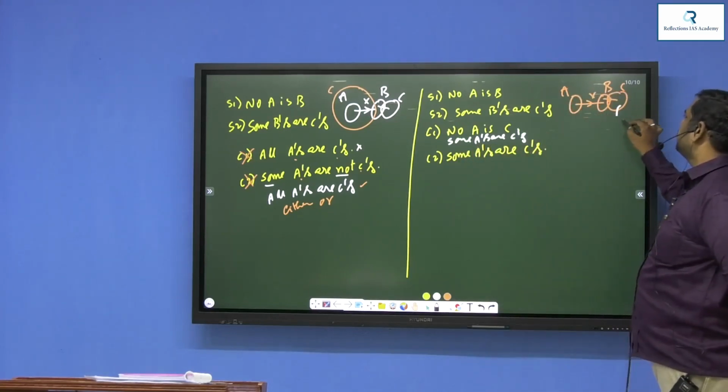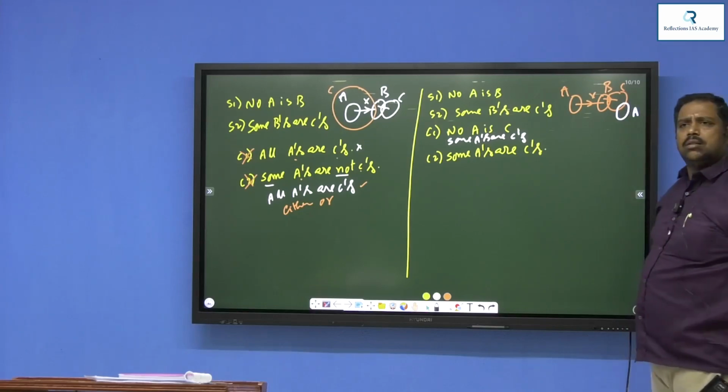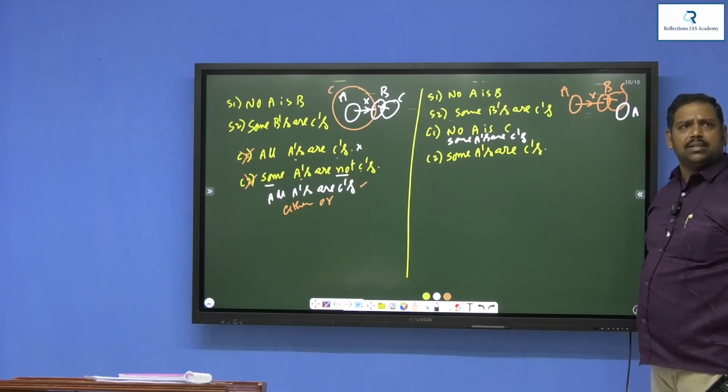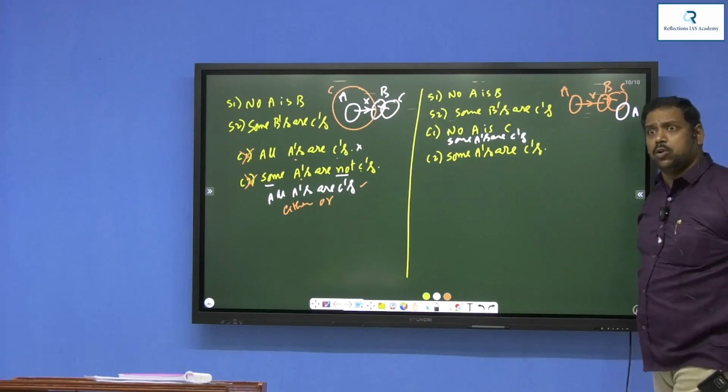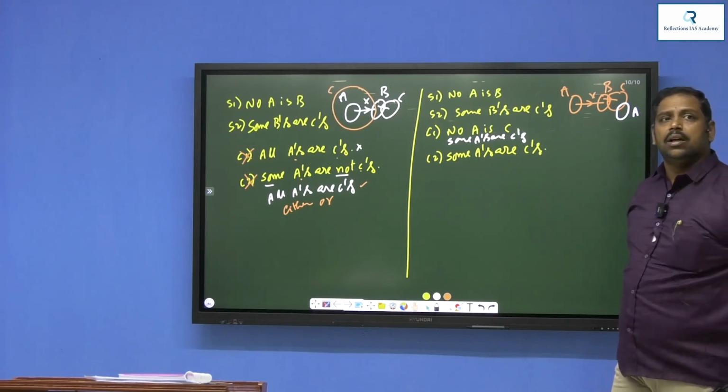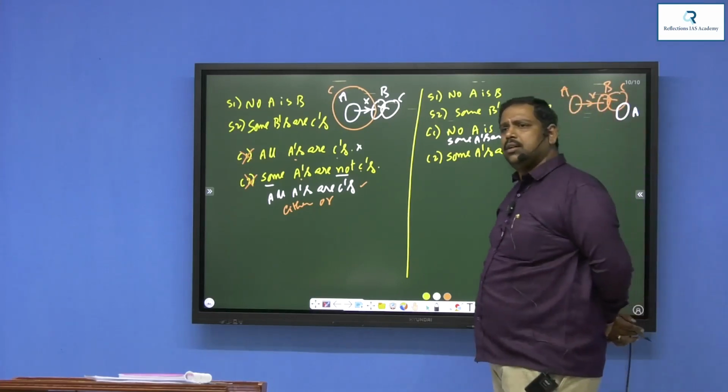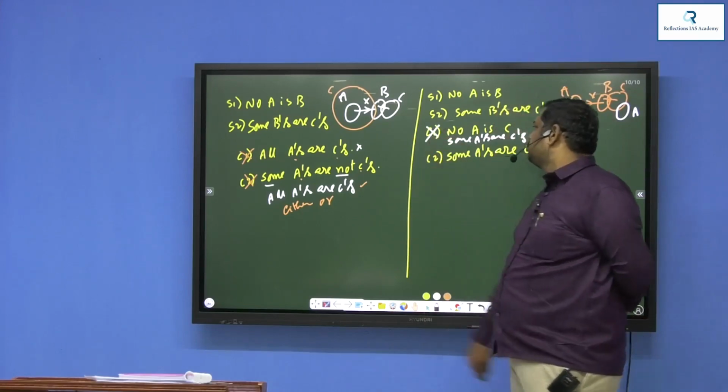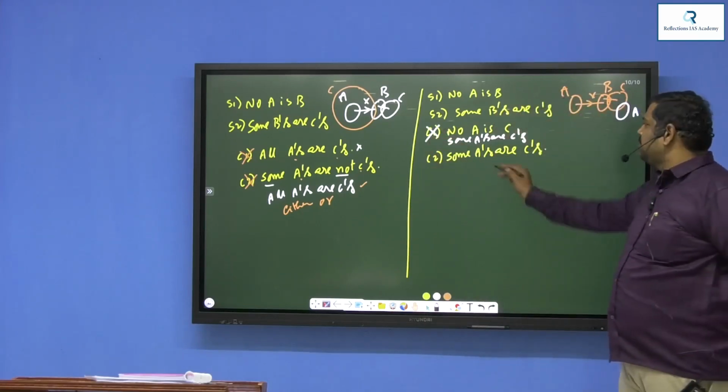It's a possibility. I have to check. A can be like this. No A is B satisfied. Some B's are C's satisfied. So negation is possible. Which is possible? Negation is possible. Means conclusion is wrong. Okay, first one is wrong. Superb. Some A's are C's.